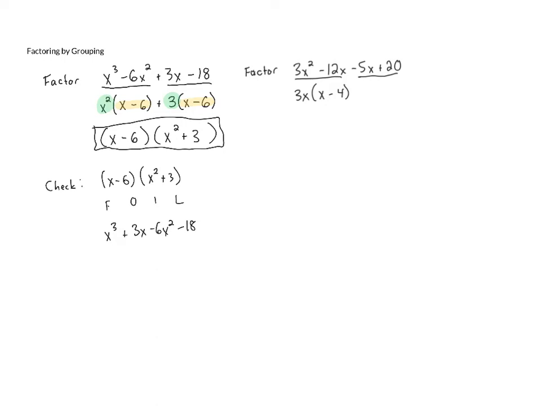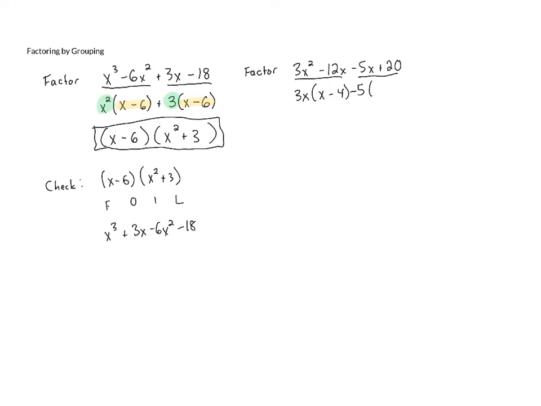Now in the second group, we have to be careful. Let's look at negative 5x plus 20. Both of those contain a 5. However, if we just pull out a 5, then the leftovers are going to be negative x and positive 4. But what we want is a positive x and a negative 4. So what should we pull out instead of positive 5? We should pull out negative 5. We are allowed to factor out a negative GCF just as we factored out a positive GCF.